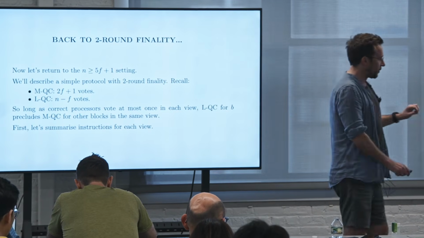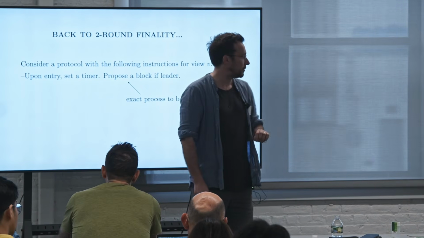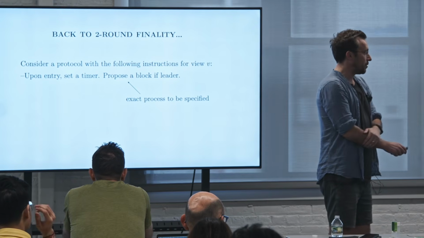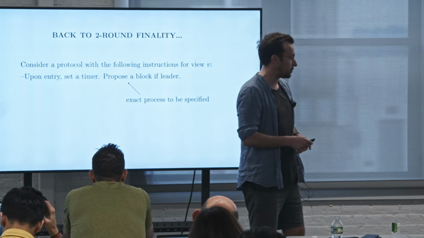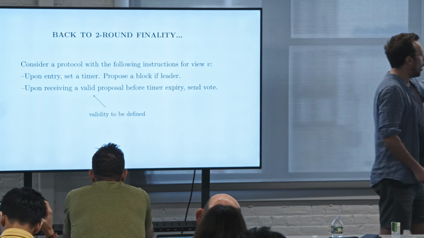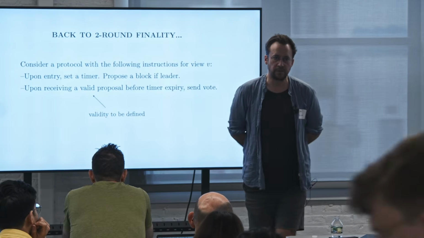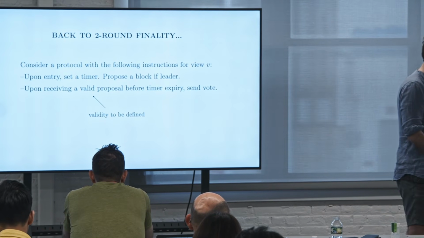Okay, so let's first summarize the instructions for each view. Consider a protocol with the following instructions for view V. On entry, you set a timer and propose a block if leader. Obviously we need to explain the exact process for proposing a block. On receiving a valid proposal before timer expiry, you send a vote. Again, we're going to need to expand on that. What do we mean by a valid proposal?